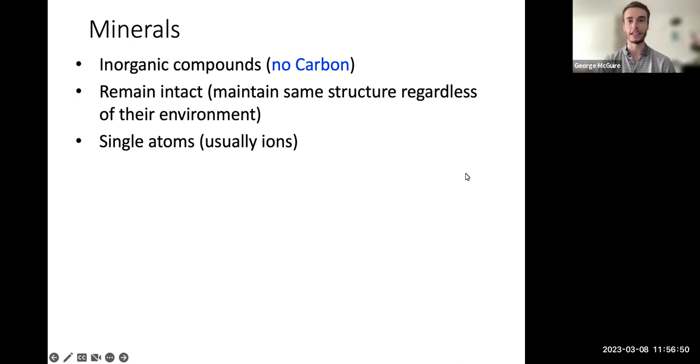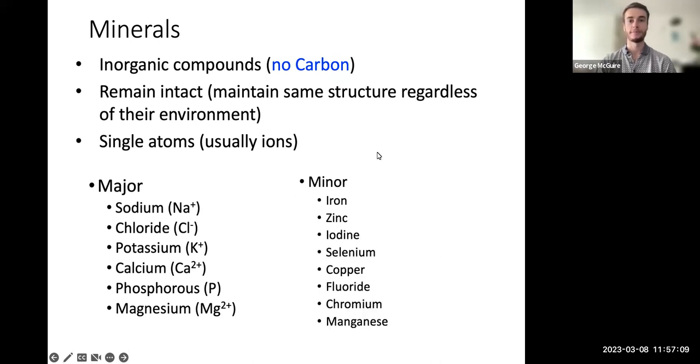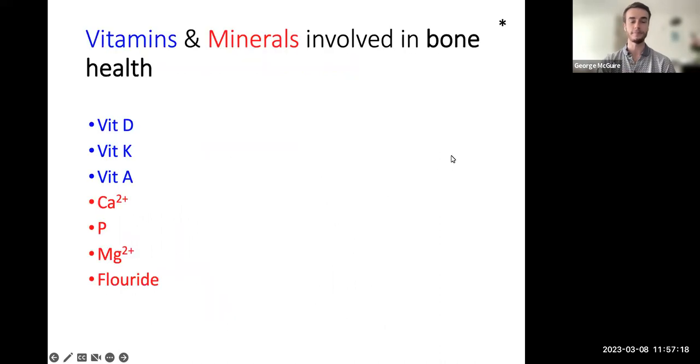So a reminder, minerals are the inorganic compounds that we're consuming. So there's no carbon backbone structure. Typically these compounds of 2 or 3 atoms are going to be separated into their individual atoms, usually involving ions, so charged atoms like these major minerals that we'll be talking about, and then we use them that way. So we've already talked about a few of these today. In this slide set, we'll be focusing on calcium, phosphorus, and magnesium, as well as the vitamins D, K, and A, and then a little bit about fluoride.